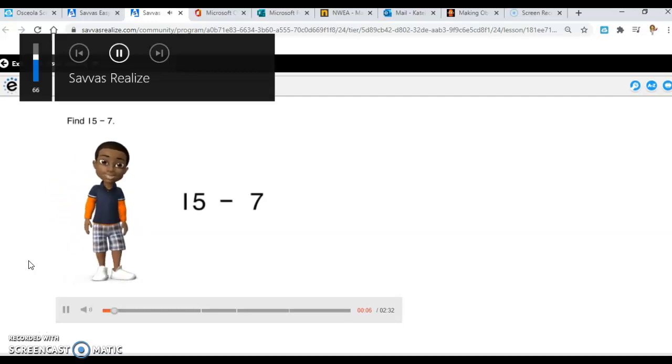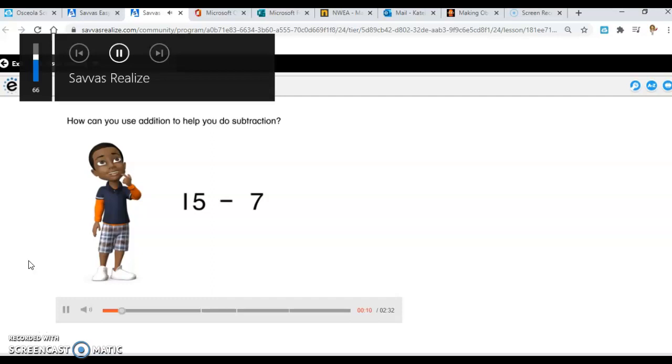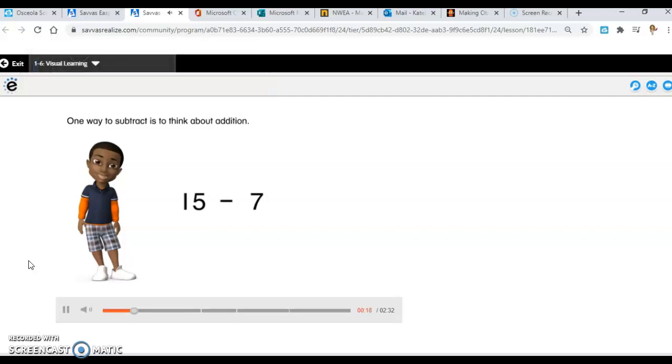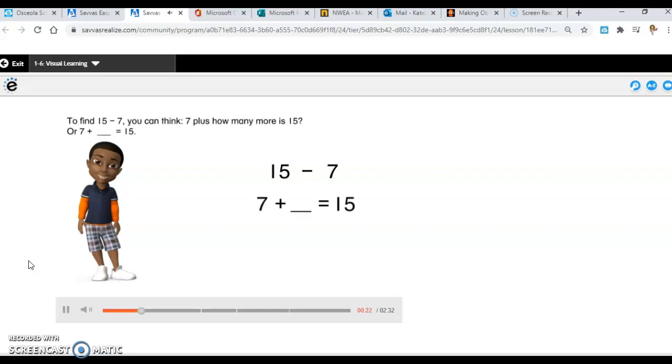Find 15 minus 7. How can you use addition to help you do subtraction? One way to subtract is to think about addition. To find 15 minus 7, you can think 7 plus how many more is 15, or 7 plus blank equals 15.